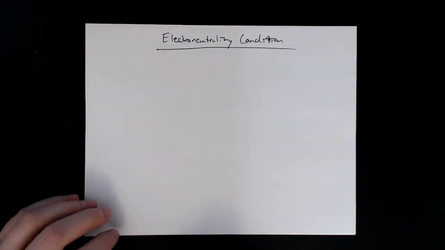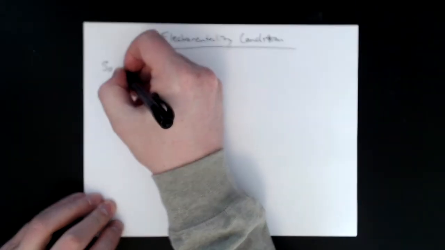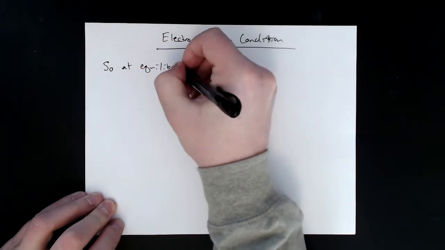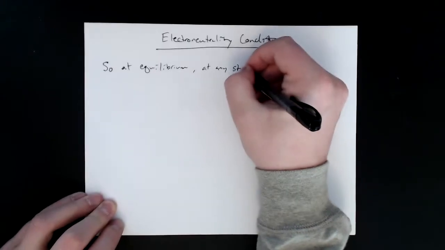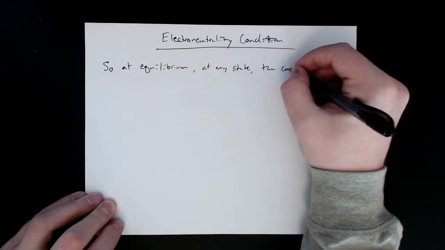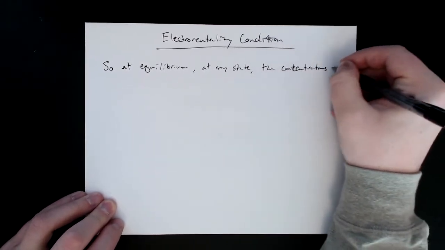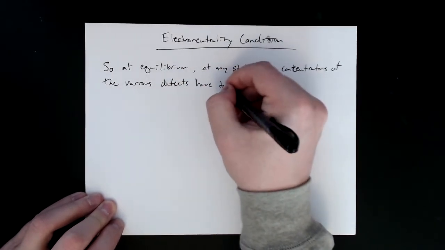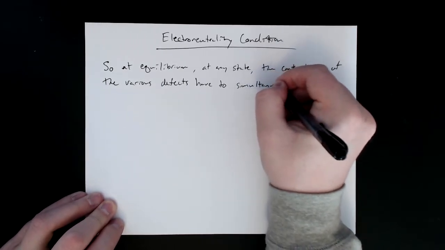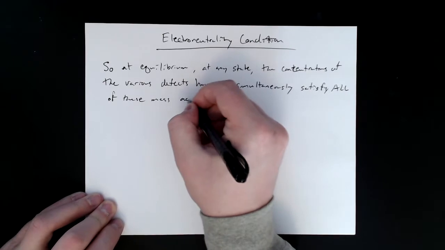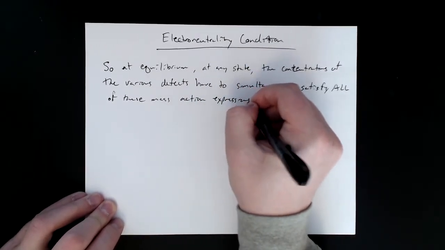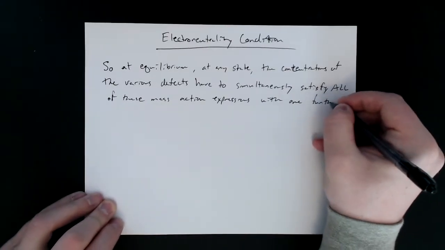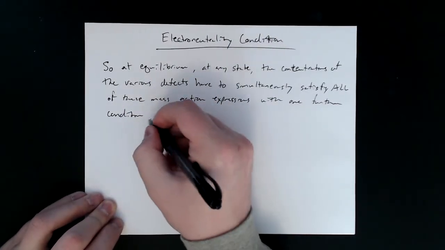And so what the electroneutrality condition is, we're talking about at equilibrium, so at equilibrium, at any state, we have to have a condition where the concentrations of the various species, and those are defect species, have to simultaneously satisfy all of these mass action expressions, with one further condition. And this is known as the electroneutrality condition.